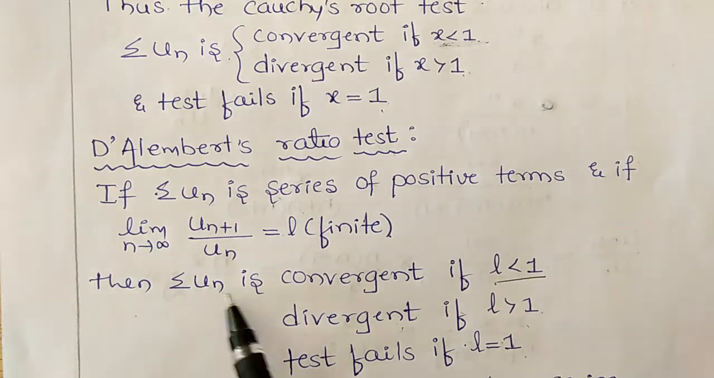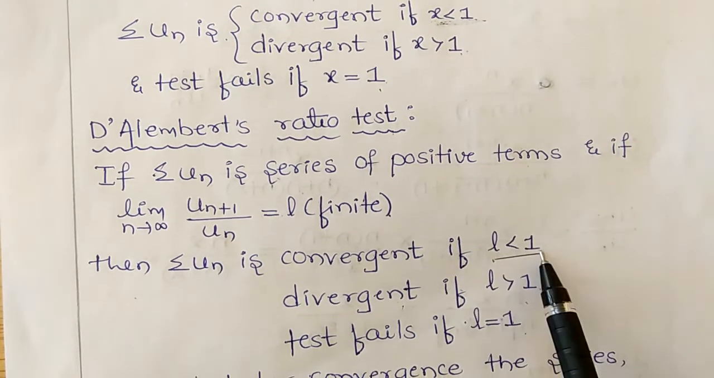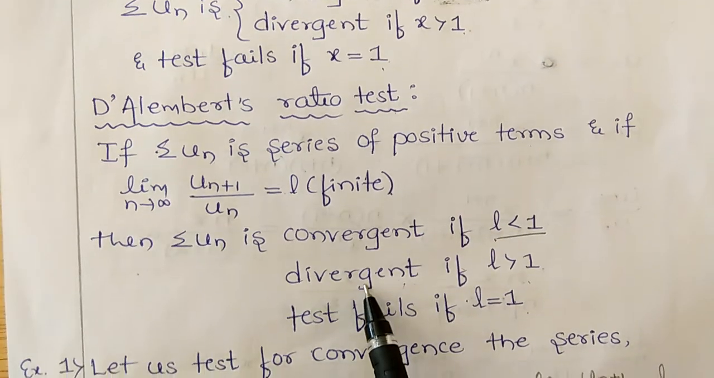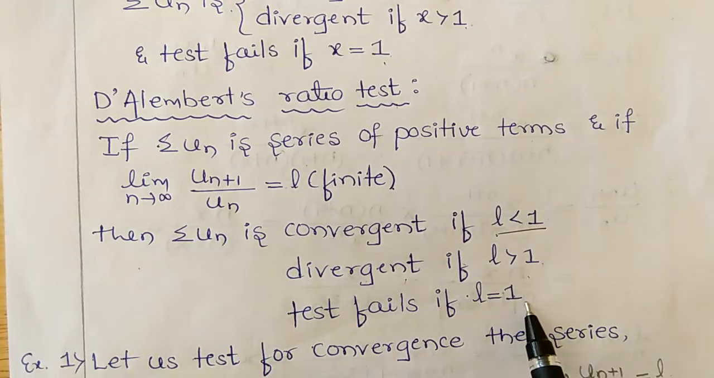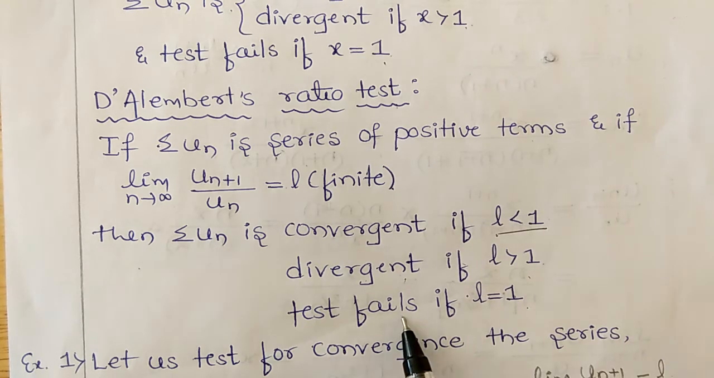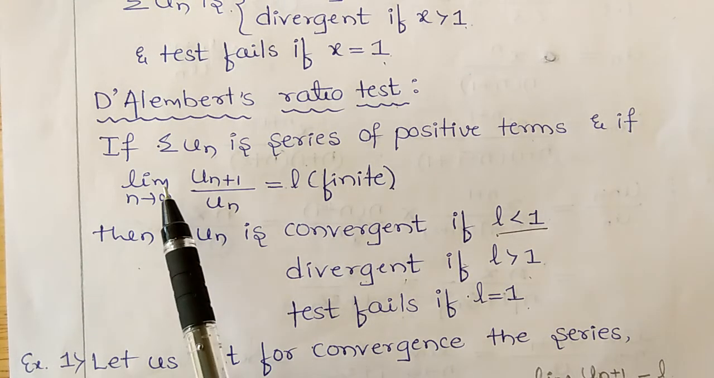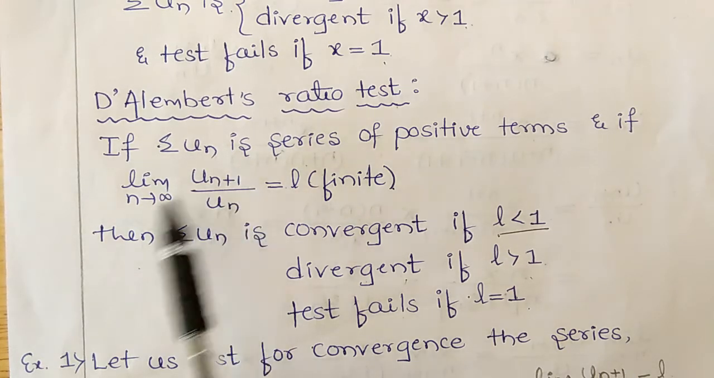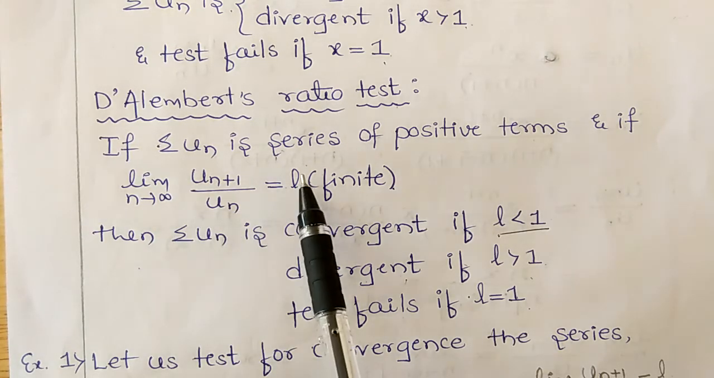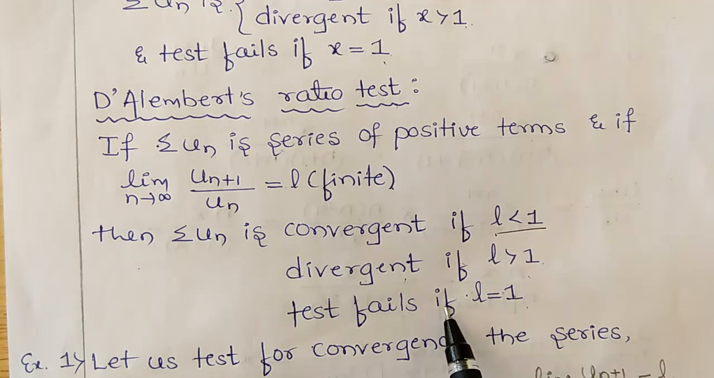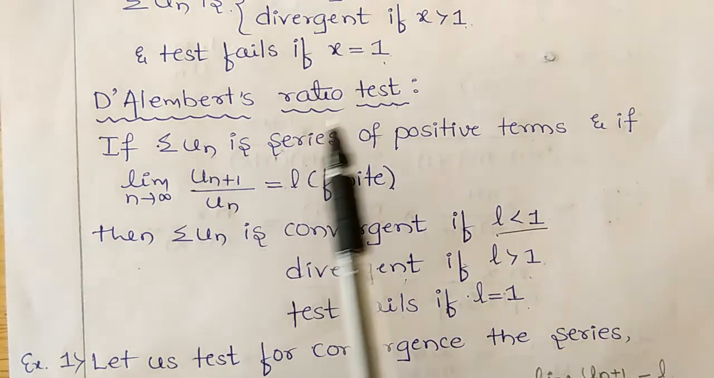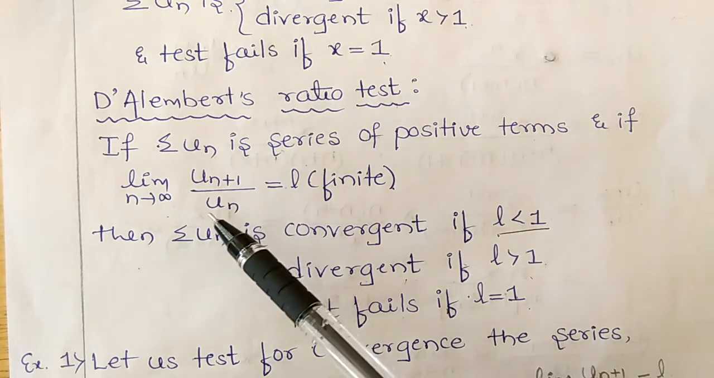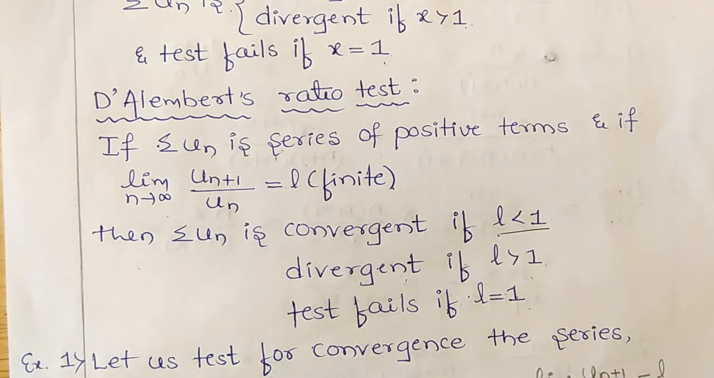Then summation un is convergent if L is less than 1. If L is greater than 1, then it is divergent. If L is equal to 1, the test fails. In Cauchy's test, limit of un raised to 1 by n as n tends to infinity is equal to L, and the conditions are the same. But in D'Alembert's ratio test, the limit of the un plus 1 divided by un term is there.